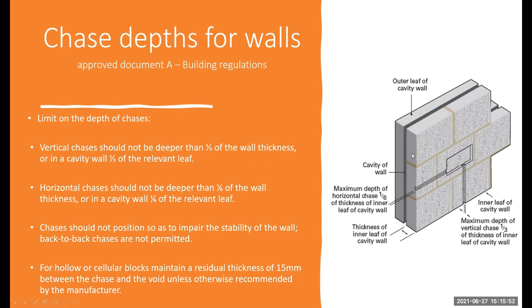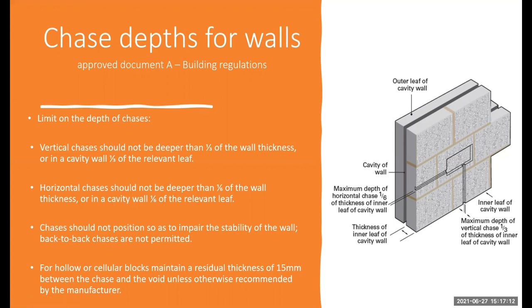And what that basically means is, obviously with a cavity wall you have two leaves, inner leaf and outer leaf, and it's whichever leaf you're chasing into. Horizontal chases should not be deeper than 1/6 of the wall. So again, that's shallower when you're going horizontal. On a 100mm wall, the vertical chase can be no more than 33mm, or in fact 33.333 recurring. And again, you can take in the plaster that goes onto the front of that.